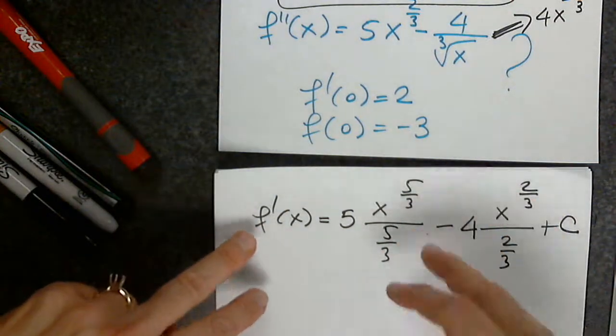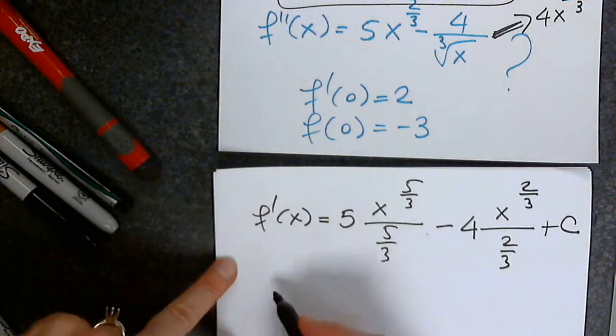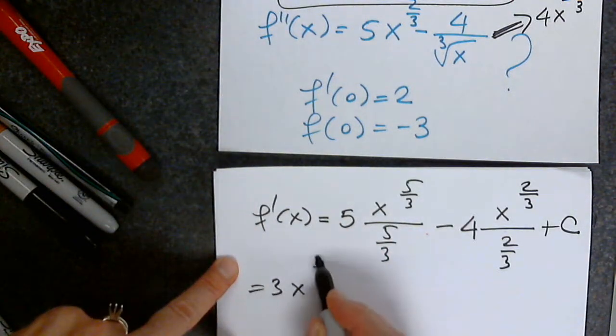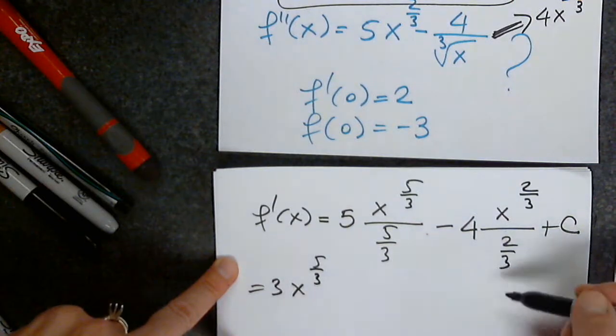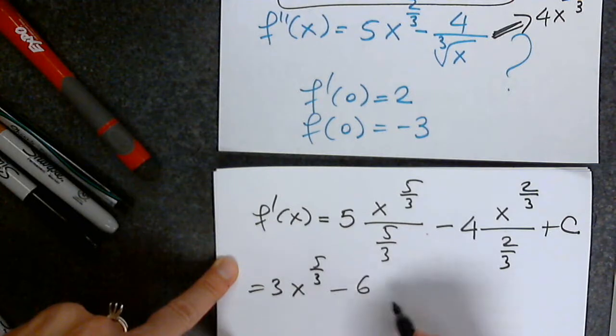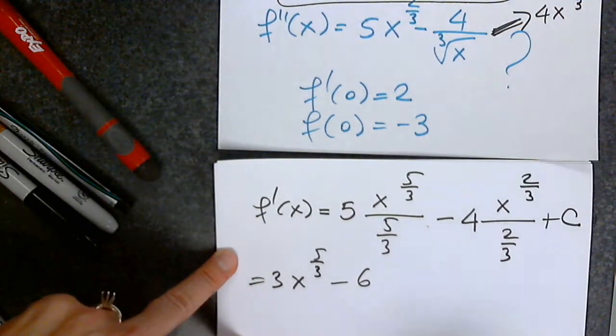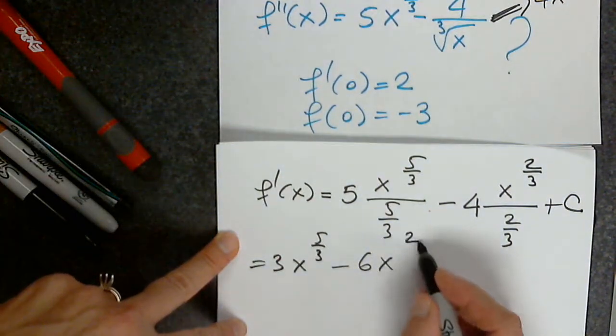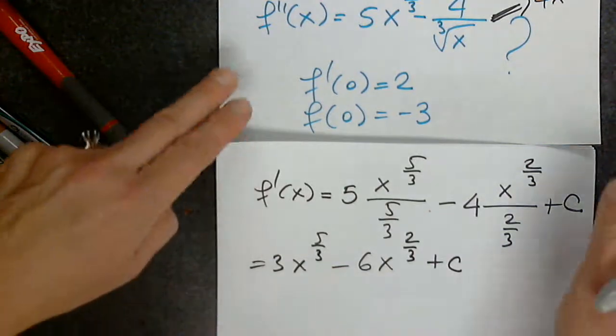Now I will try to simplify it as much as possible. I will flip this into 3/5 and 5 goes away. So this is 3x to 5/3. And I will flip this into 3 over 2. So it's going to be 6, right? Or 12 over 2 if you want. x to 2/3 plus a constant c.